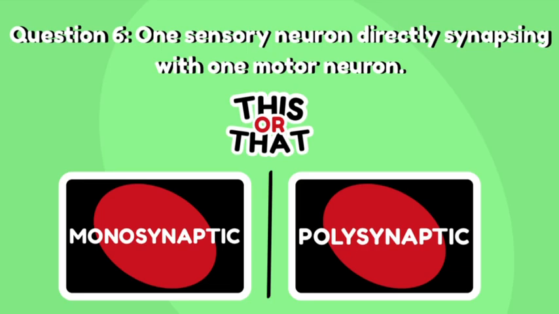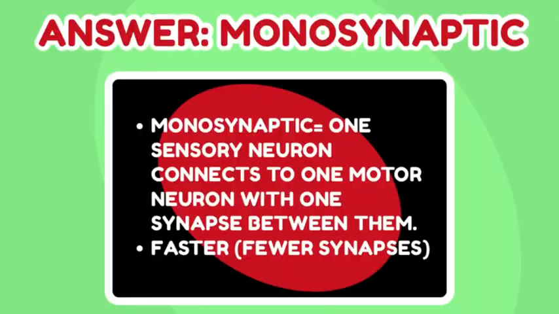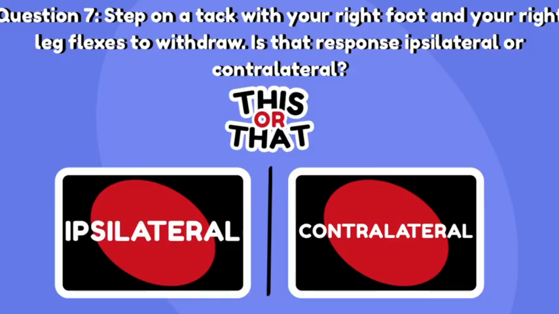Round 6. This or that. The classic patellar reflex has one synapse between sensory and motor neuron. Monosynaptic or polysynaptic? That's monosynaptic. The prefix mono means one, and so there's only one synapse, so it's very fast. Correct.